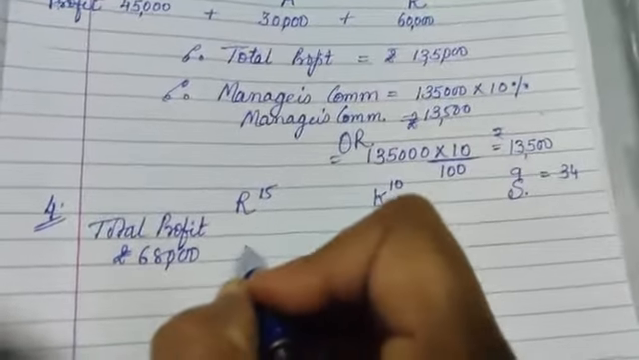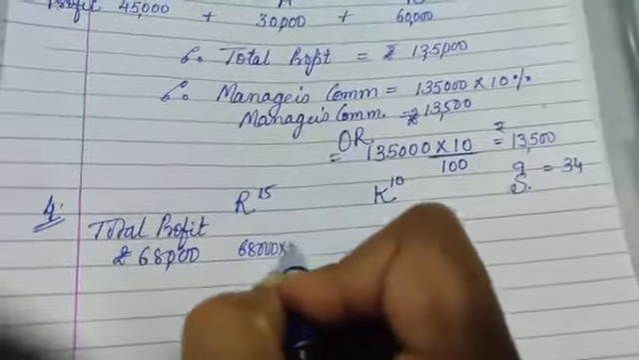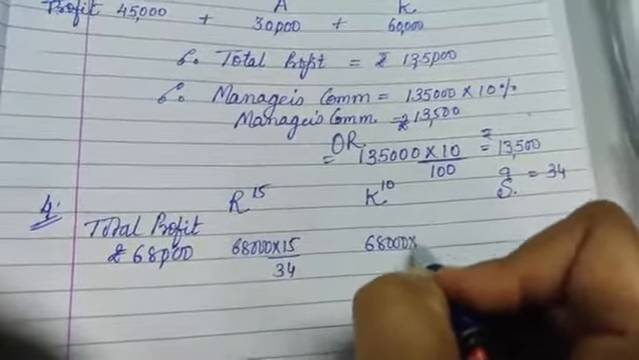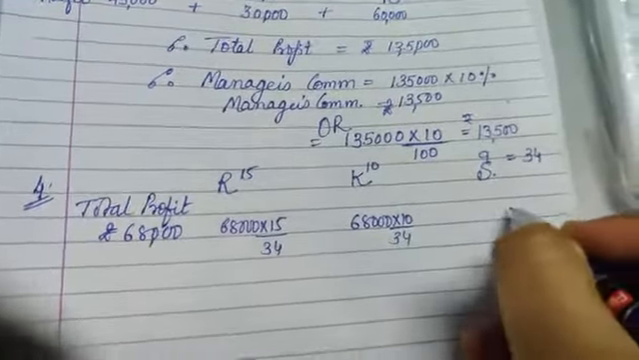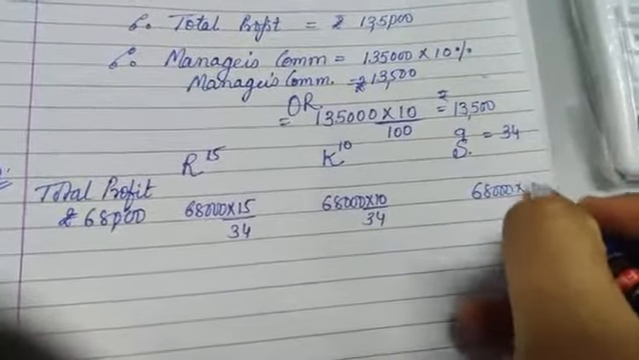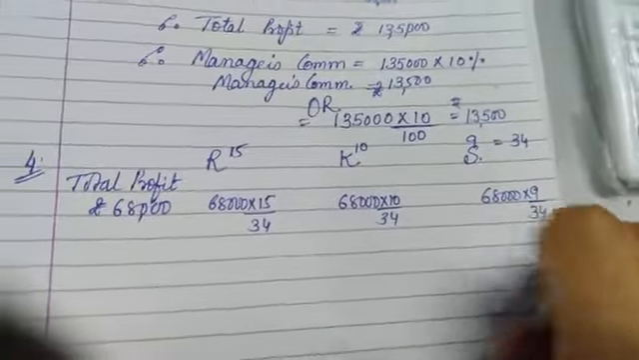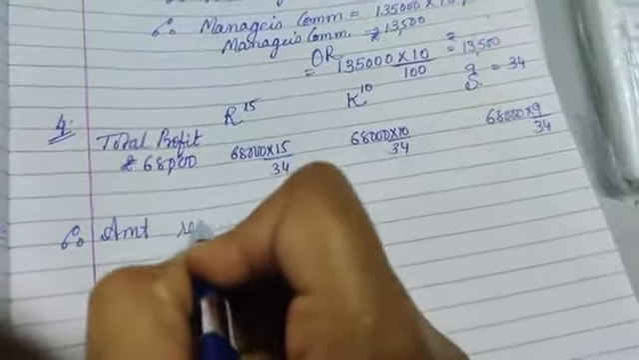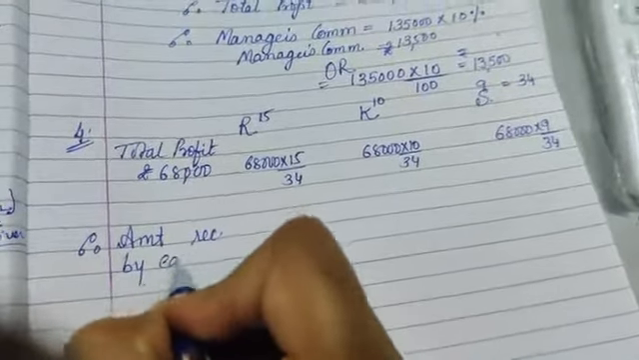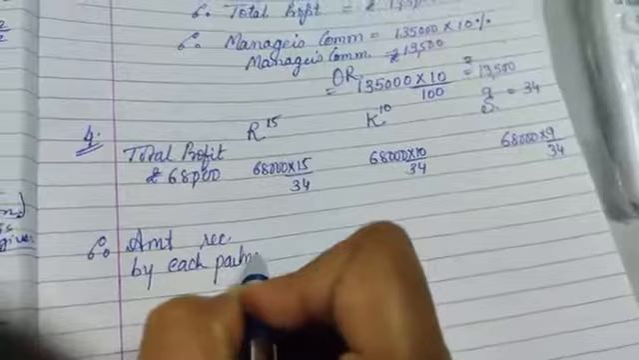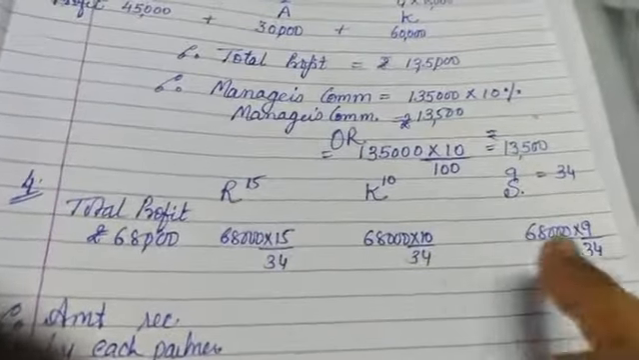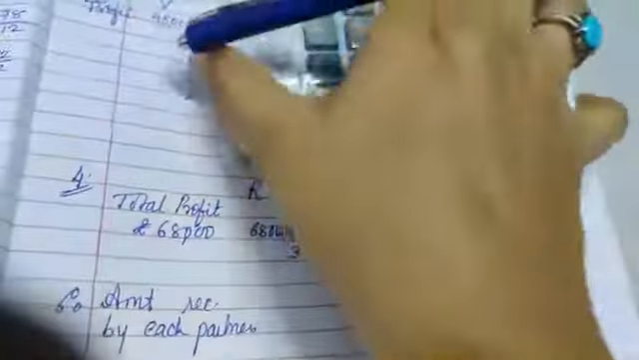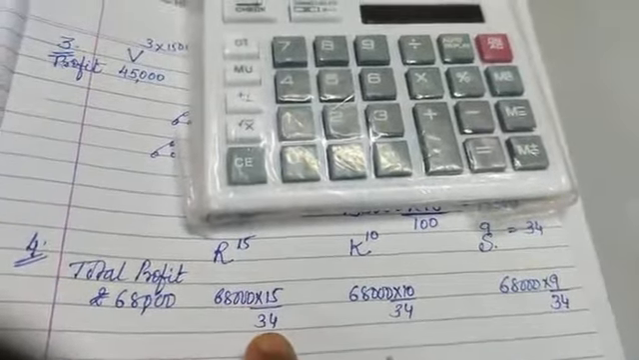See how we will write down: 68,000 into 15 upon 34, 68,000 into 10 upon 34, and here 68,000 into 9 upon 34. And then therefore the amount received by each partner. See, you will not do the calculation separately for all 3. In one calculation only we will find out the answer. See how we will do, 68,000 divided by 34.